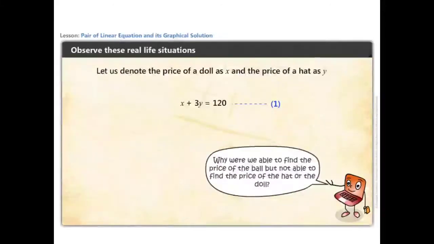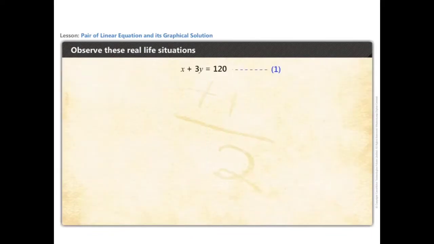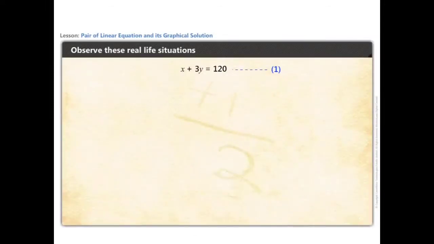Why were we able to find the price of the ball but not able to find the price of the hat or the doll? In the first case, we had one unknown represented by one equation. So, we could find the value. But in the second situation, we have two unknowns and one relation between them given by the equation x plus 3y is equal to 120. So, we were not able to find the value. What is required to solve the second scenario? We need another relationship between the two variables x and y.